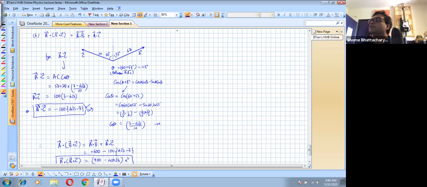And A dot B, of course, I've got from the first step. Okay, so from part 1, A dot B was 600. So I'm using that. So hope this is clear.